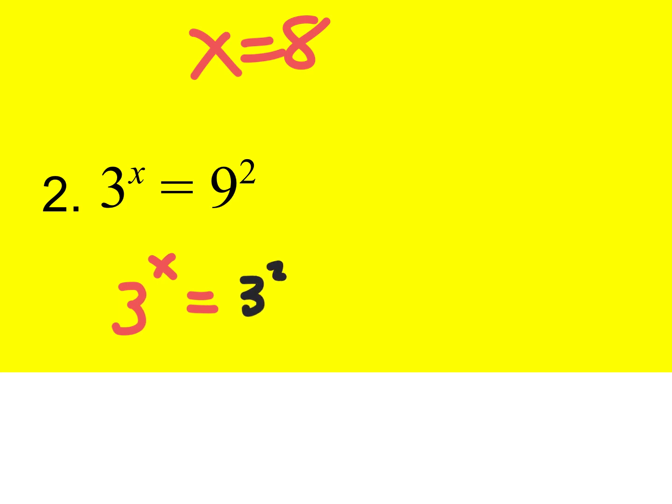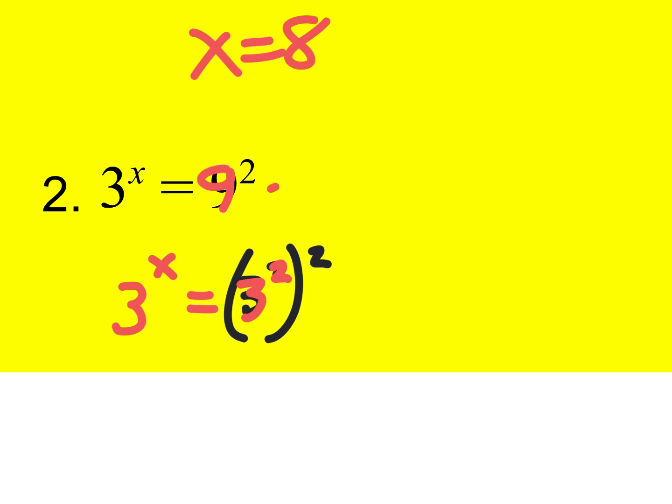Then do I just ignore the other squared? No. 3 squared squared. See what I did there? I replaced this 9 with this 3 squared. And then that's really like 3 to the 4th.